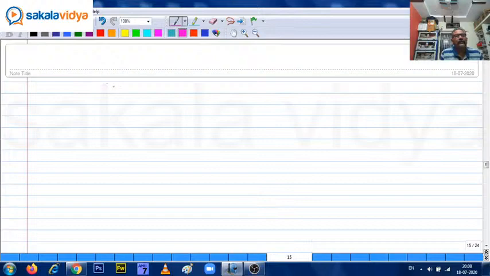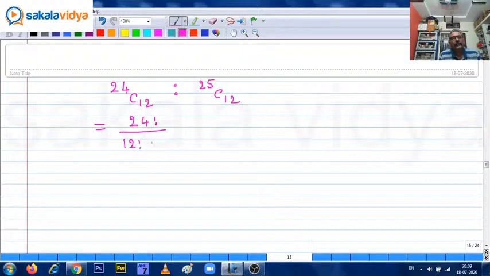We need to find the ratio between 24C12 and 25C12. This is 24 factorial upon (24 minus 12) is 12 factorial into 12 factorial, is to 25 factorial upon (25 minus 12) is 13 factorial into 12 factorial. This 12 factorial gets cancelled.